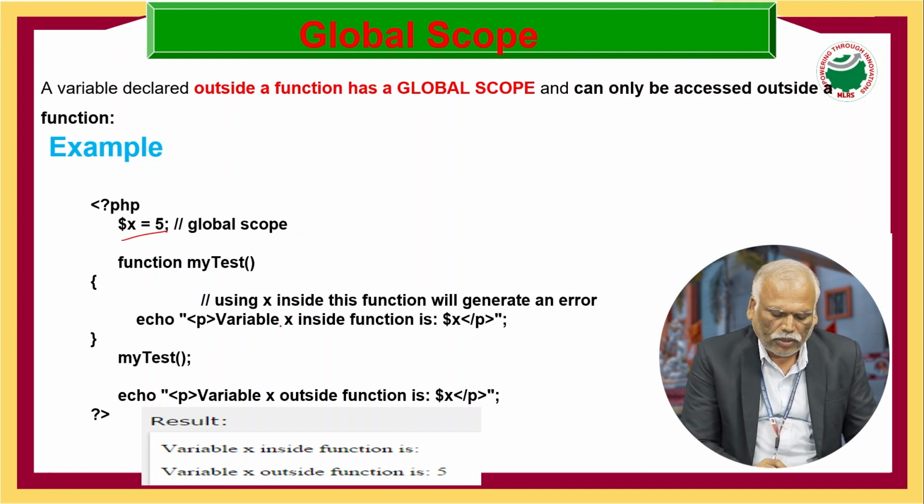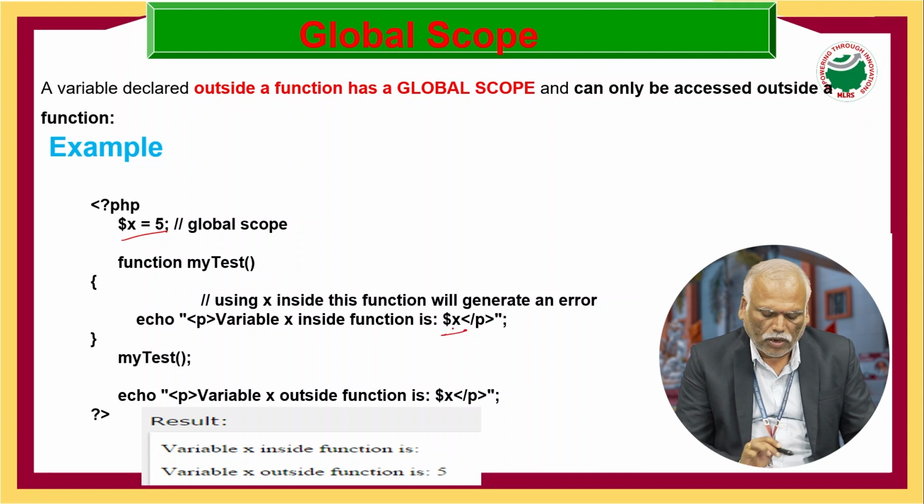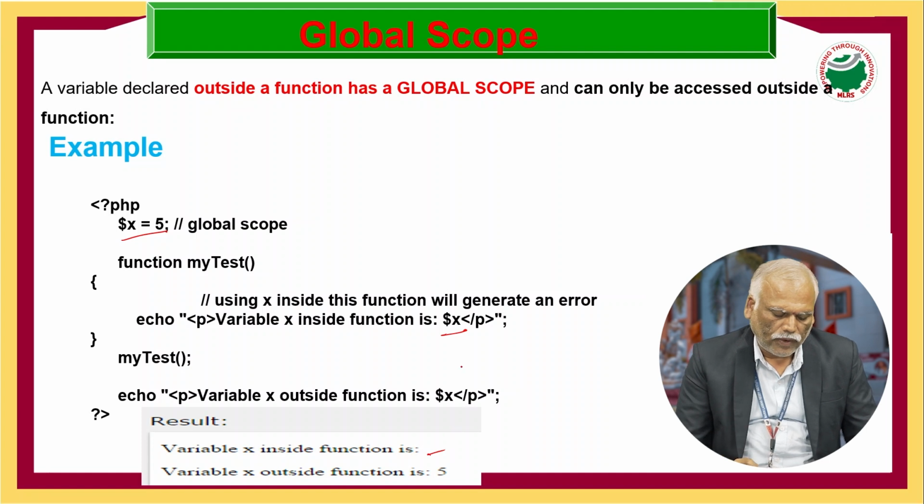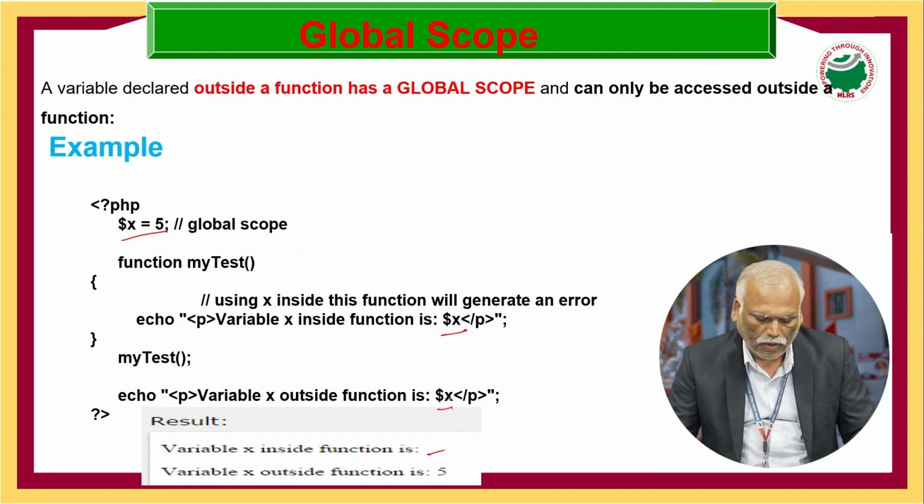As we see, in the echo statement for variable $x inside the function, $x is assigned, but there is no value displayed in the output. Whereas outside the function, we can use it to display the value, as it is a global declaration.